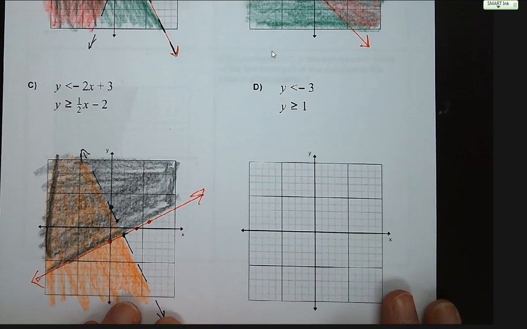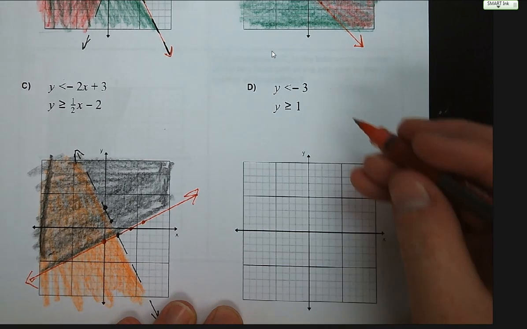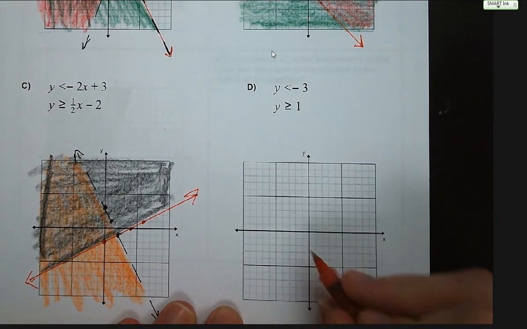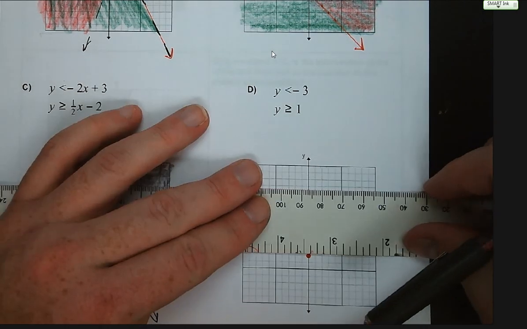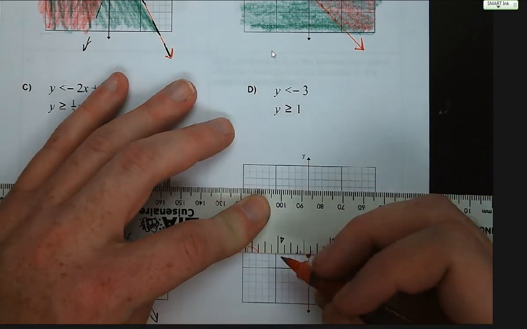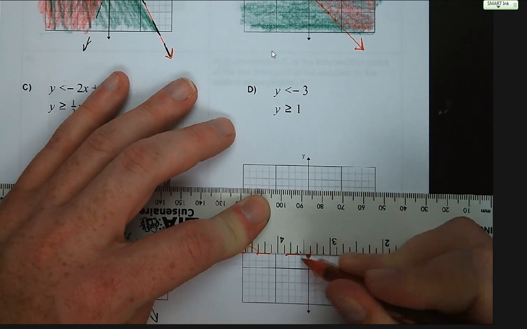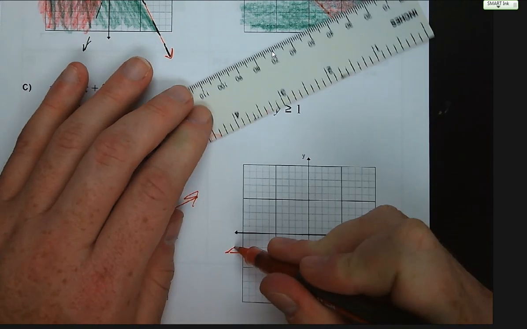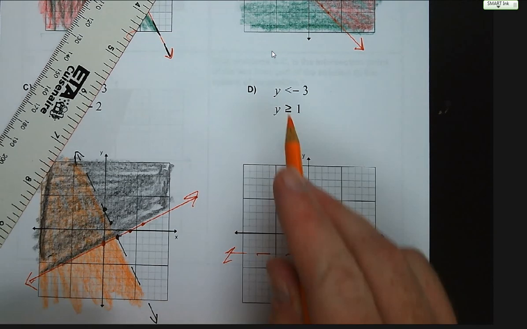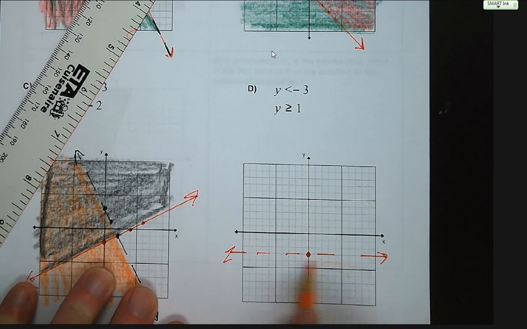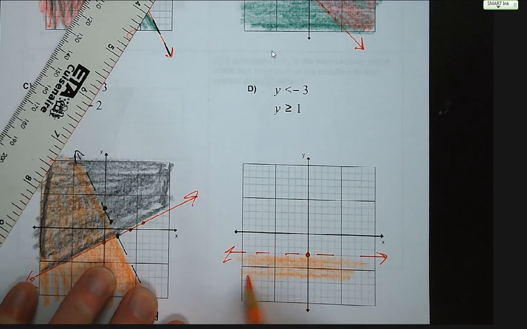So letter D, we have a point. We got y equals -3, so we have a horizontal line at -3. Draw that in. And it is less than, so it's going to be a dashed line. All right. And we said we were shading below that because it is less than -3. So we shade down here.